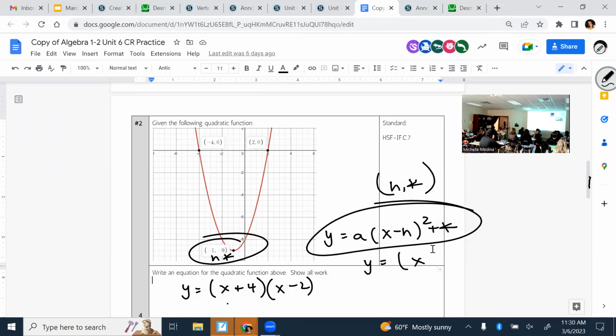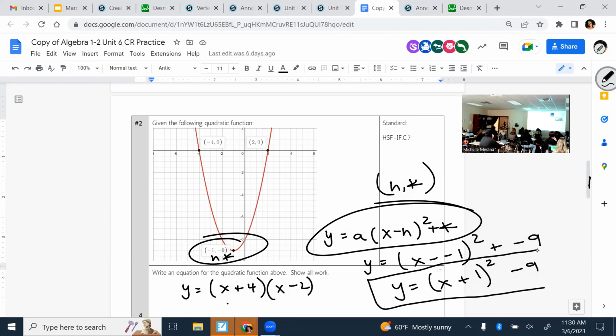Plug in your H, so I'm plugging in a negative 1, and then a negative 9 for the K, just going to clean up the symbols. What happens to the double negative? So it's X plus 1, close parentheses squared, and then minus 9. So both of these give you the same graph.